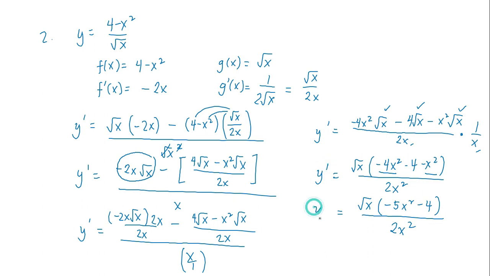So, pwede nyo nang i-leave ang inyong sagot bilang ganyan. Okay? So, y prime is equal to the square root of x times the quantity negative 5x squared minus 4 all over 2x squared.